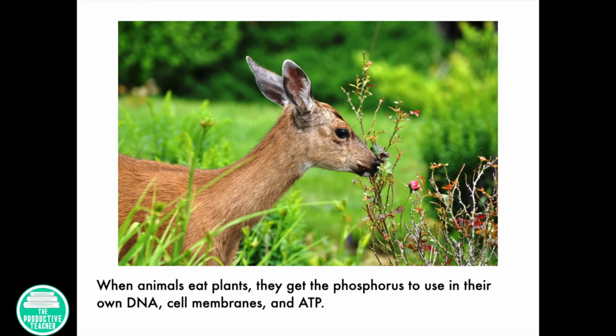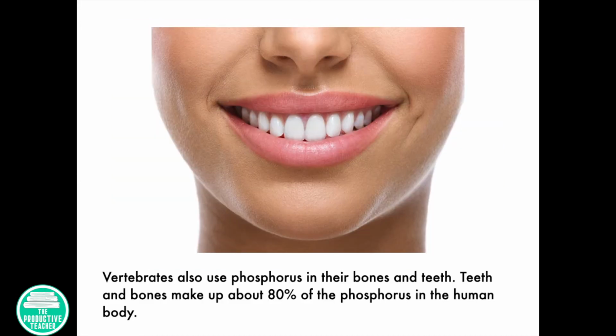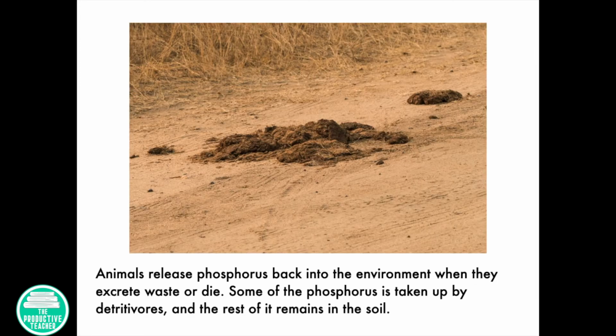When animals eat plants, they get the phosphorus to use in their own DNA, cell membranes, and ATP. Vertebrates also use phosphorus in their bones and teeth. Teeth and bones make up about 80% of the phosphorus in the human body. Animals release phosphorus back into the environment when they excrete waste or die.